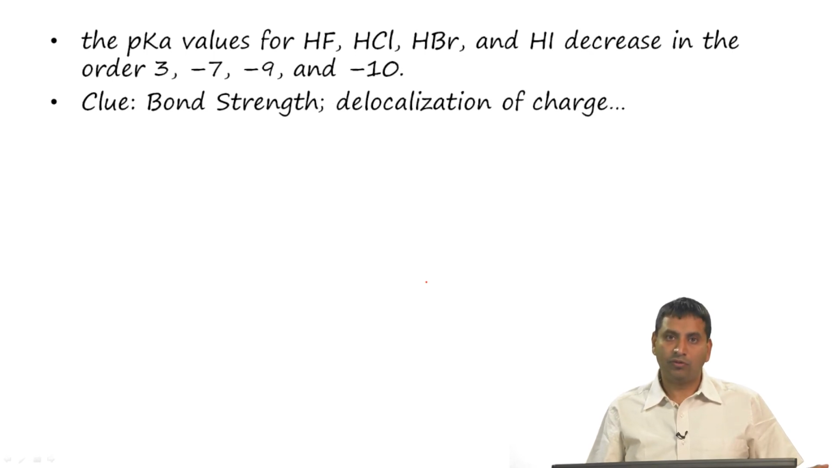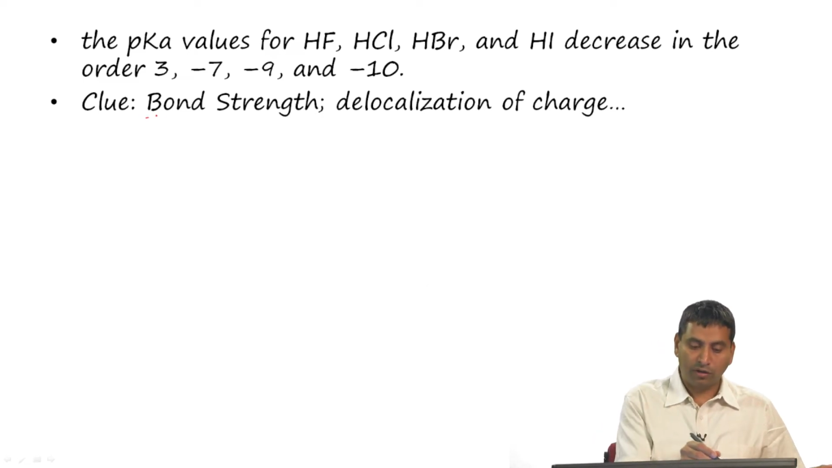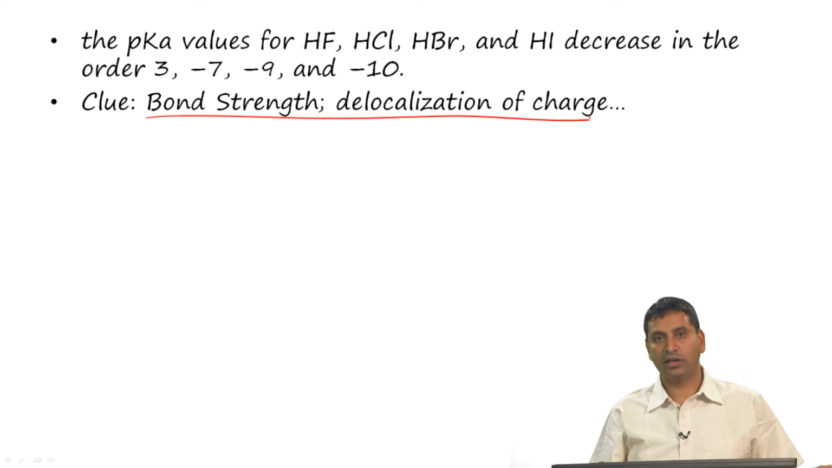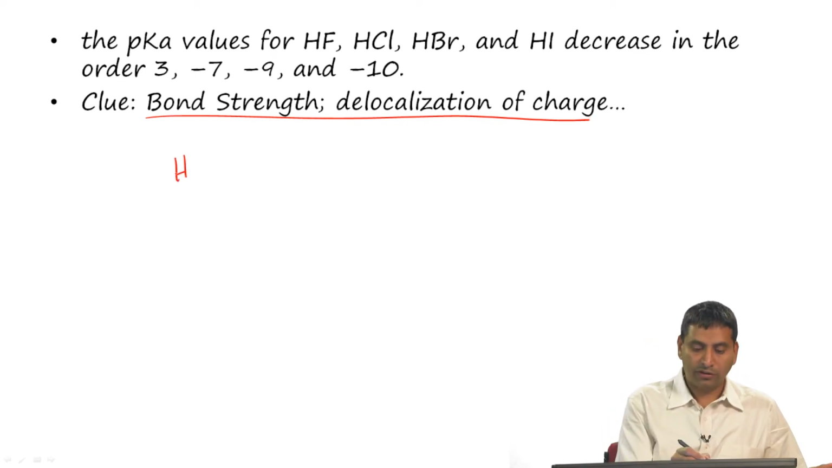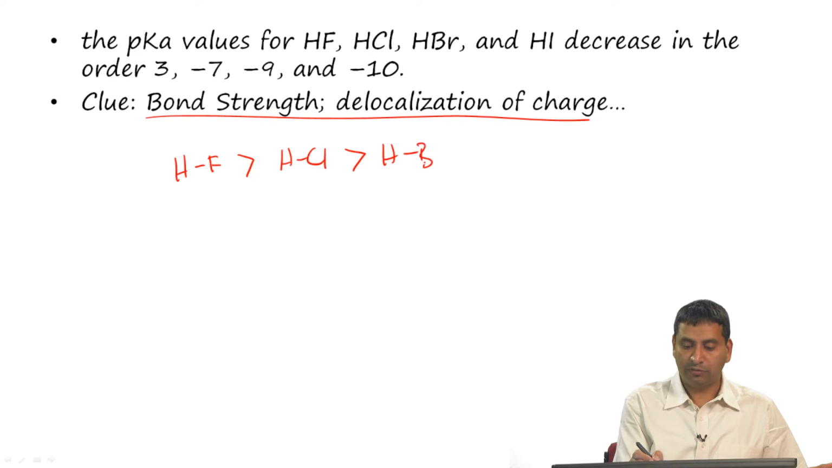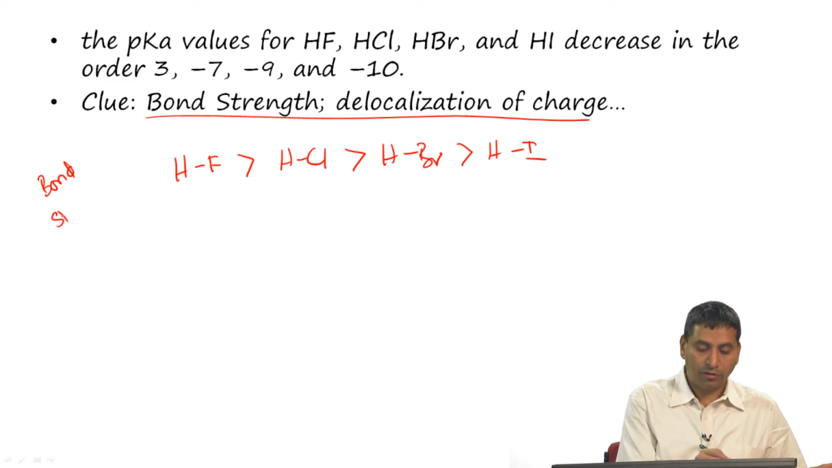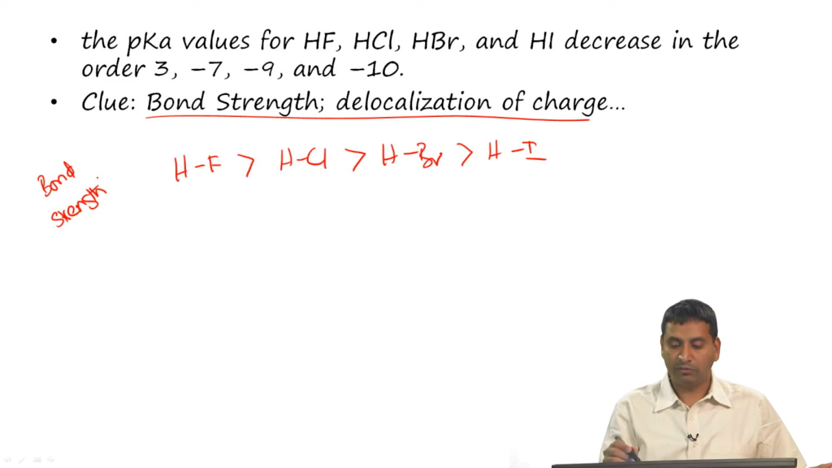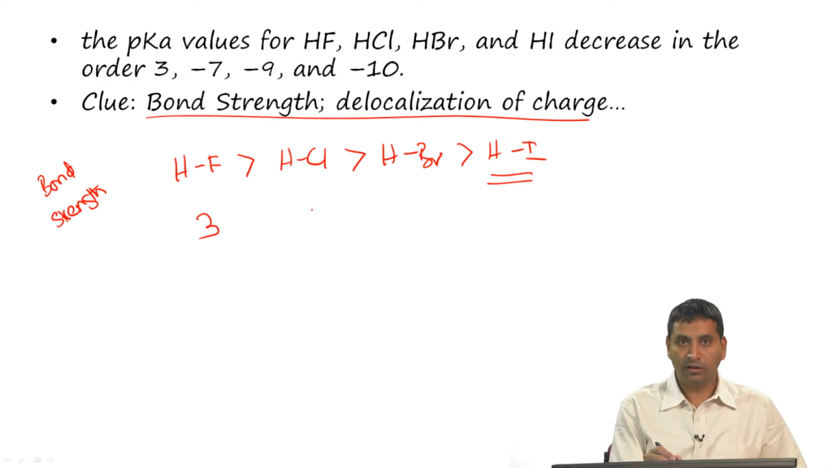The pKa values of HF, HCl, HBr and HI decrease in the order 3, minus 7, minus 9 and minus 10. Okay. So, here in order to explain this, we would need to invoke bond strength and delocalization of charge. So, the bond strength of HF is greater than the bond strength of HCl, which is greater than the bond strength of HBr, which is in turn greater than the bond strength of HI. Okay. So, therefore, this bond is much easier to break when compared to HBr and so on. And so, the pKa value is 3, minus 7, minus 9 and minus 10.